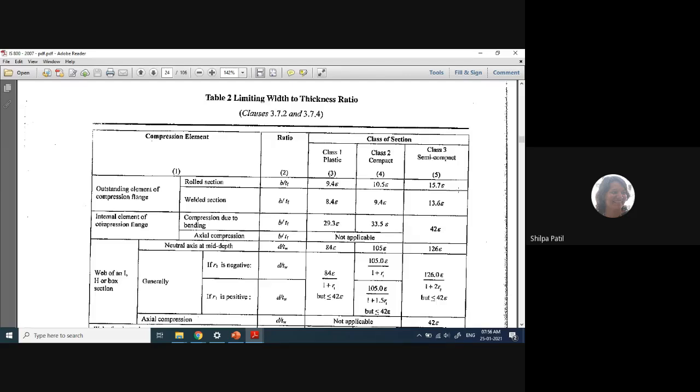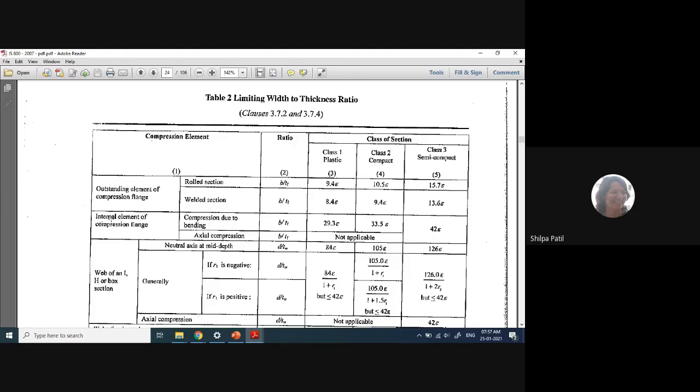Now today we will focus on the values. So is it clear to everybody how to use this first row? I have just explained. Whatever D by TF value or D by TW value we calculate, we compare with the values given in the table, and depending upon that, we decide the class of a particular section or a part of a particular section.